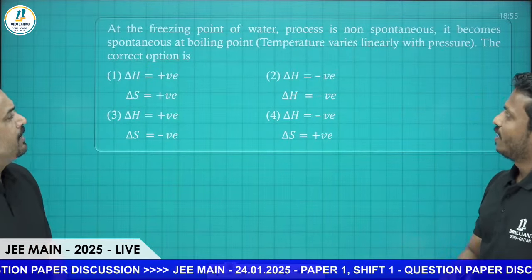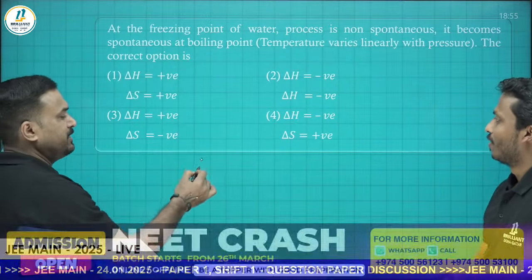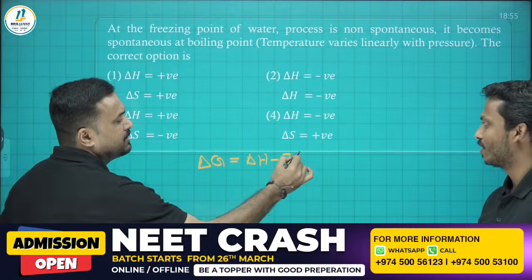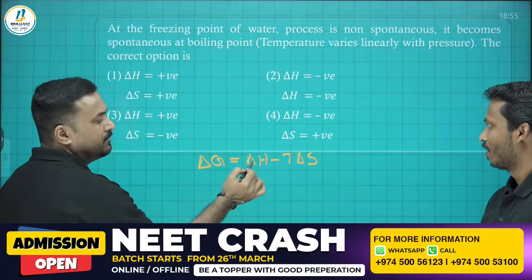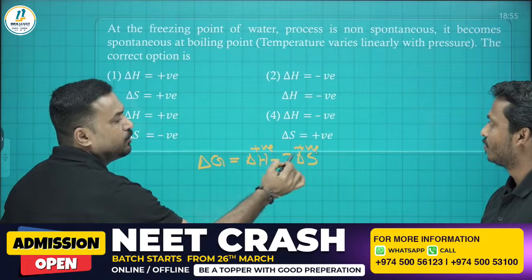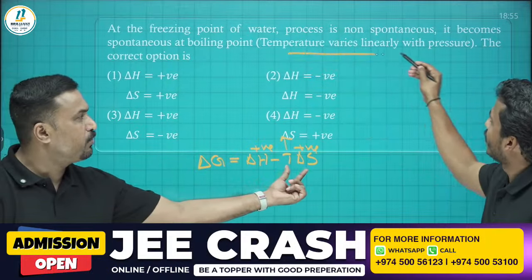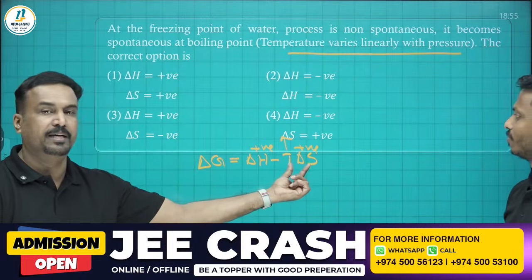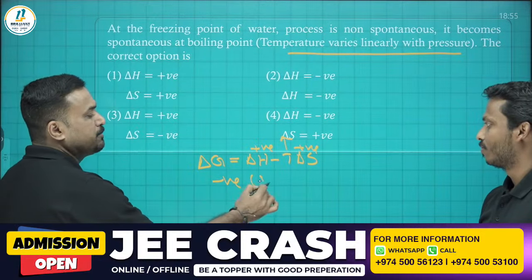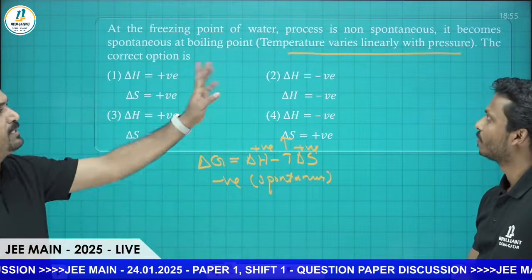Next one is an easy question. As the freezing point is spontaneous, this is based on that equation. We can write delta G is equal to delta H minus T delta S. And if both the factors are positive, then obviously the temperature should increase, and this whole factor will be negative. Then delta G will be negative, because whenever delta G is negative, it's called a spontaneous reaction. They are asking a temperature based question.